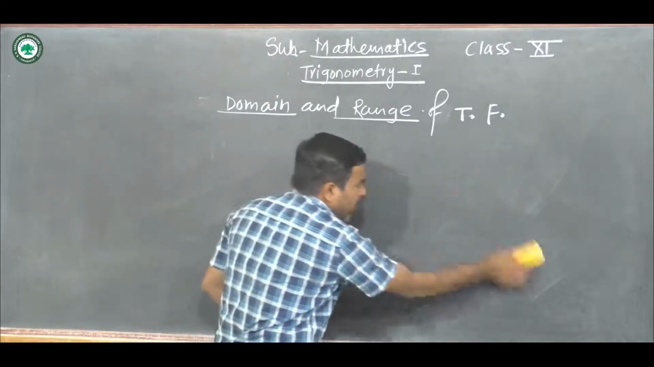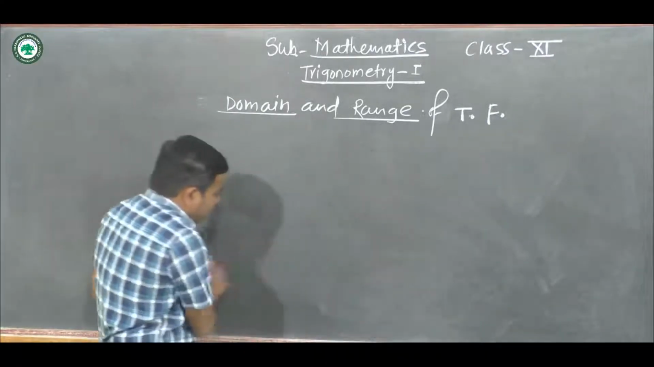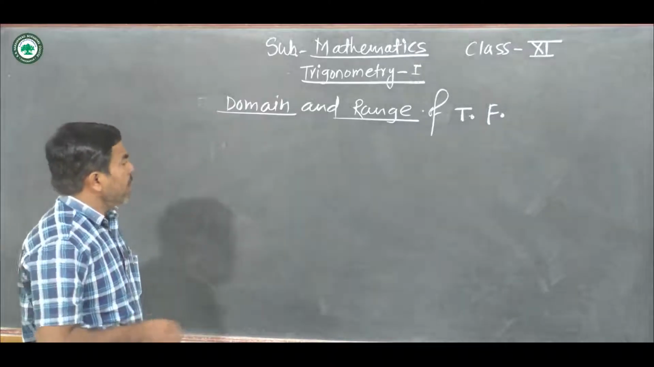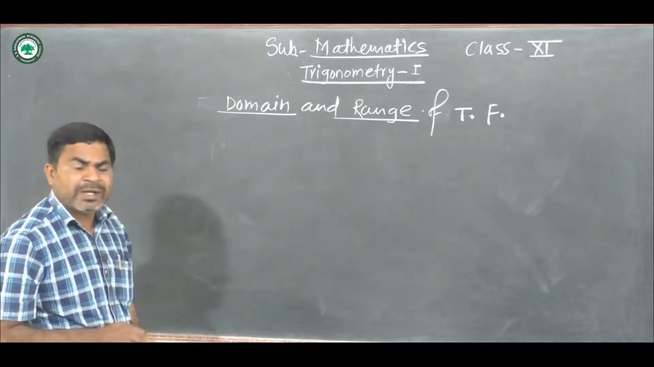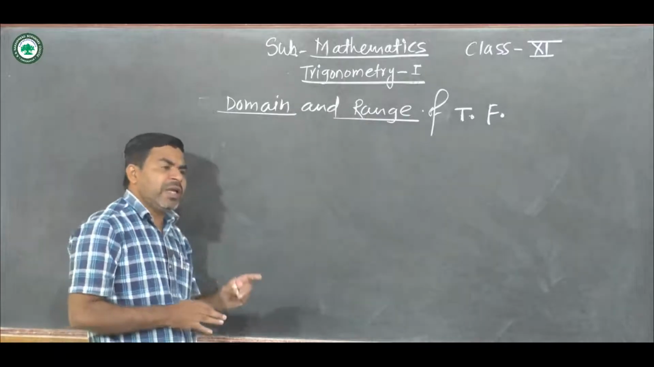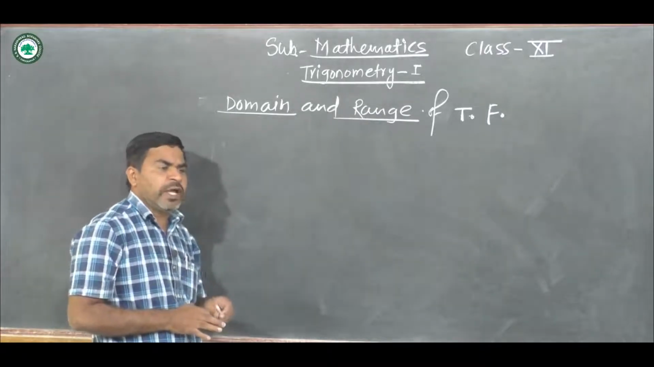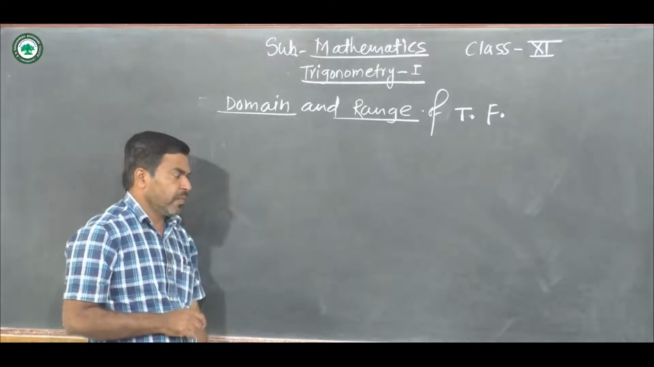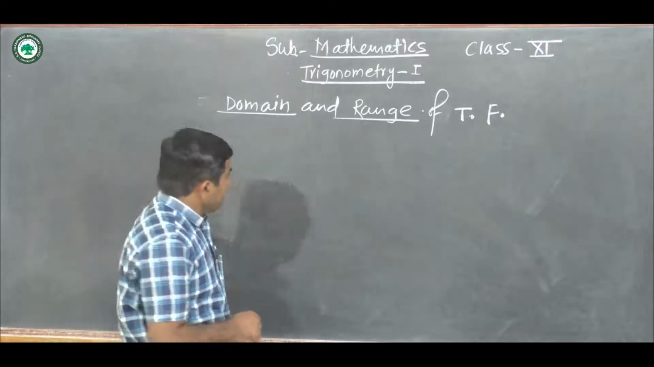Now here we have to find the domain and range of trigonometric functions. There are 6 trigonometric functions: sine, cosine, tangent, cotangent, secant and cosecant. So let's see.